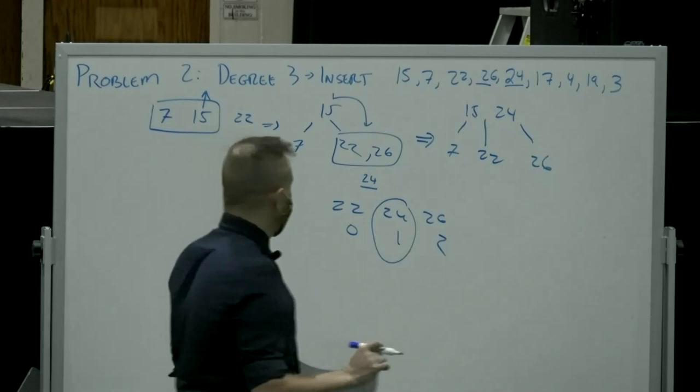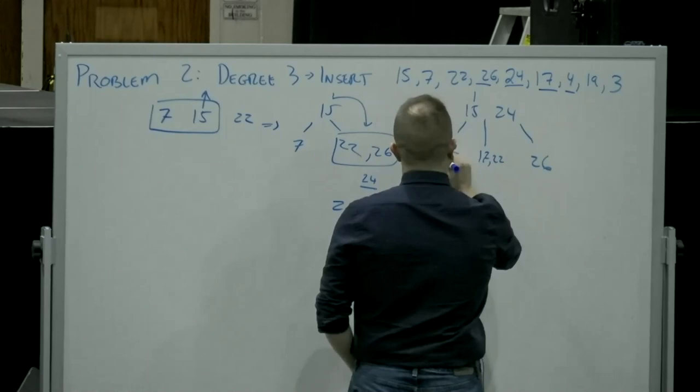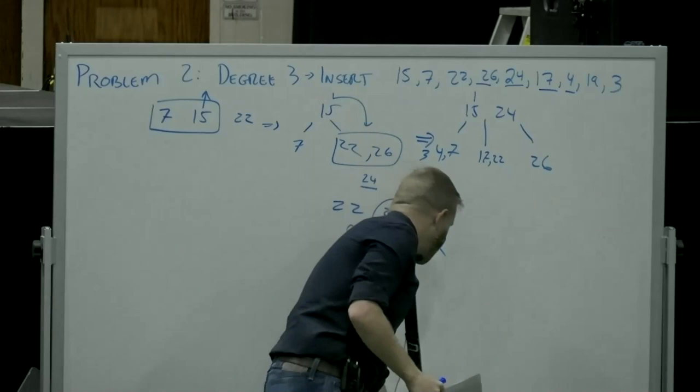All right, so let's continue on this problem. We have 17, 15. 17 is greater, so we can just put 17 here. 4 can go over here. And then 3 is going to be the last one. So if we have this on an exam problem, this is the type of thing that I'd want to ask you about and see if you can identify.